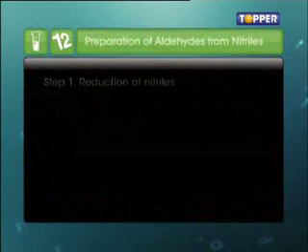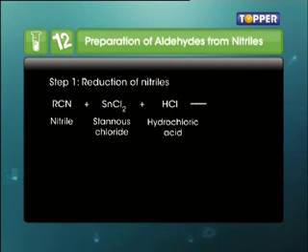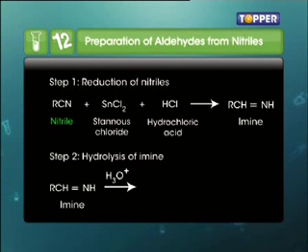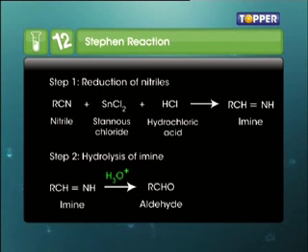After preparing aldehydes and ketones from acyl chlorides, it's now time to see how nitriles are used in the making of these chemical compounds. Let's begin with aldehydes. Firstly, nitriles are reduced to corresponding imines by reacting nitriles with stannous chloride in the presence of hydrochloric acid. The imine on hydrolysis gives the corresponding aldehyde. This method is called Stephen reaction.